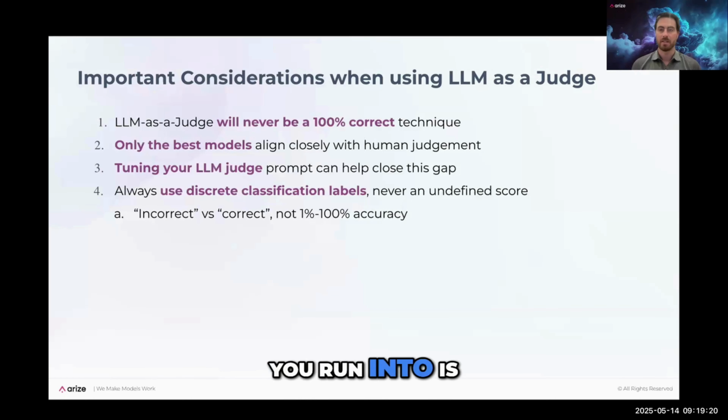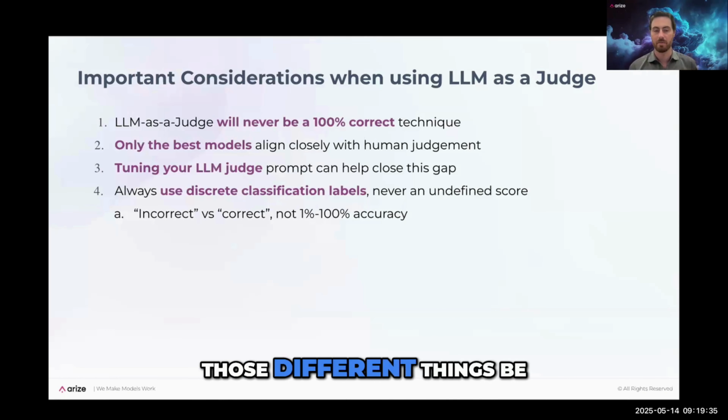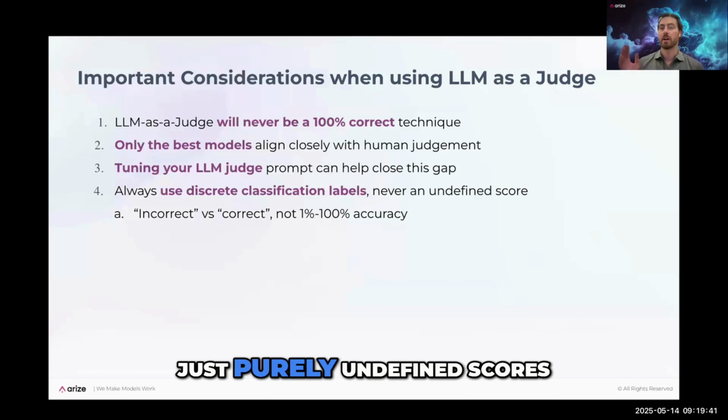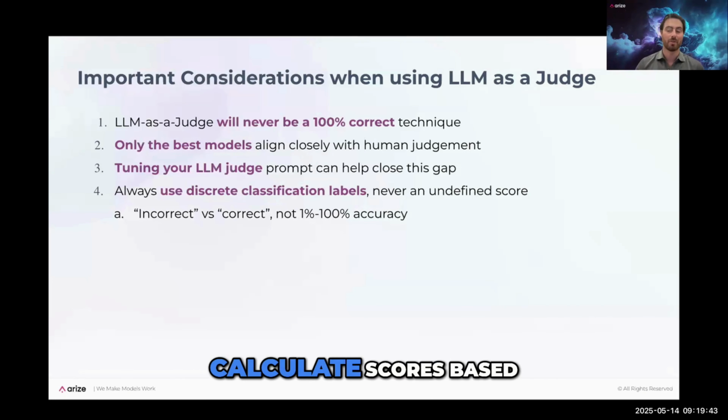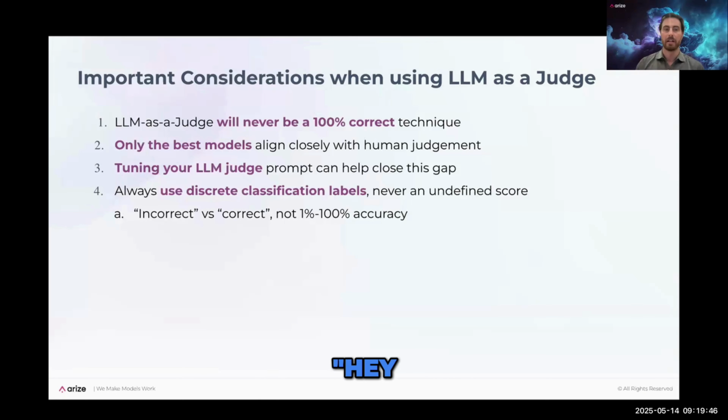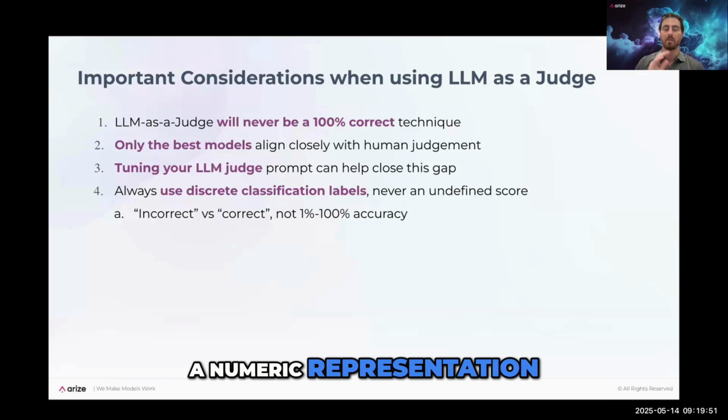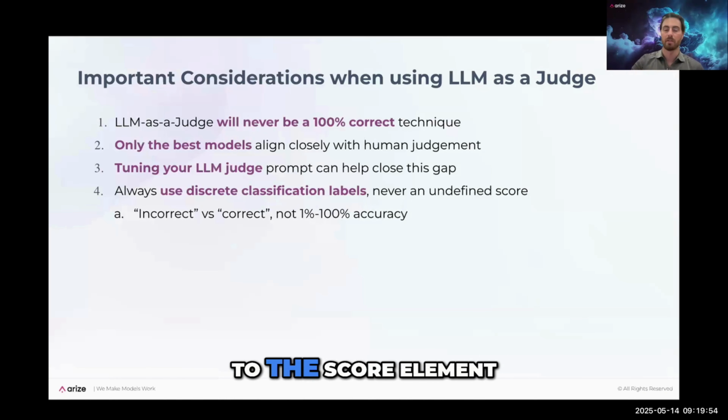So I think the issue you run into is that it has no recollection of previous judgments that it made. And so each judgment is just going to be kind of random in that range. And there's no benchmarking that it can do. And you can't tie a 79 to something versus an 82. It has no concept of what those different things would be. So generally you want to use discrete labels as opposed to just purely undefined scores. You can then calculate scores based on those labels. You can say, hey, an incorrect is a 0 and a correct is a 1. So you can still get a numeric representation. But if you start with a classification label and then do the score element, that's going to usually be a better approach.